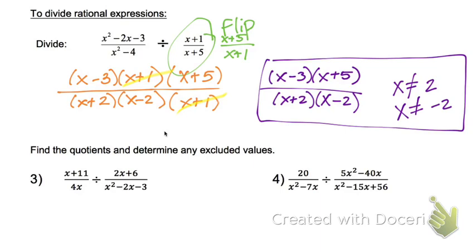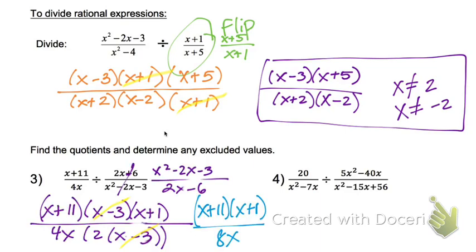Okay, let's try 3 and 4. Okay, so if we change this to 2x minus 6, then things would cancel. The x minus 3's would cancel, and you're left with x plus 11, x plus 1, and then the 4 and the 2 combine to be 8. And then excluded value would be x does not equal what? 0.